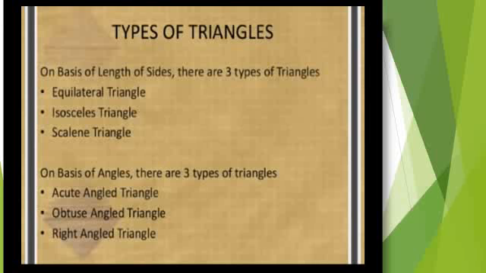Now we describe the triangles which are based on angles. There are also 3 types which are based on angles. These are acute angle triangle, obtuse angle triangle and right angle triangle. Acute angle means that angle which is less than 90 degree. Obtuse angle means angle which is greater than 90 degree, and right angle is the angle of exactly 90 degree. Now we will discuss all these types in detail.